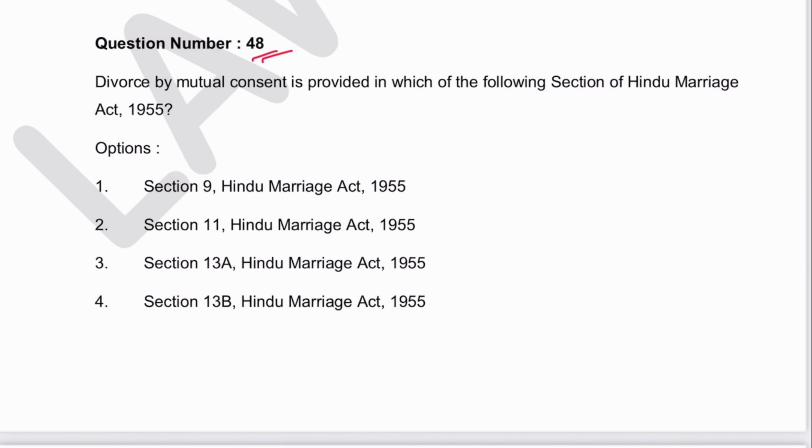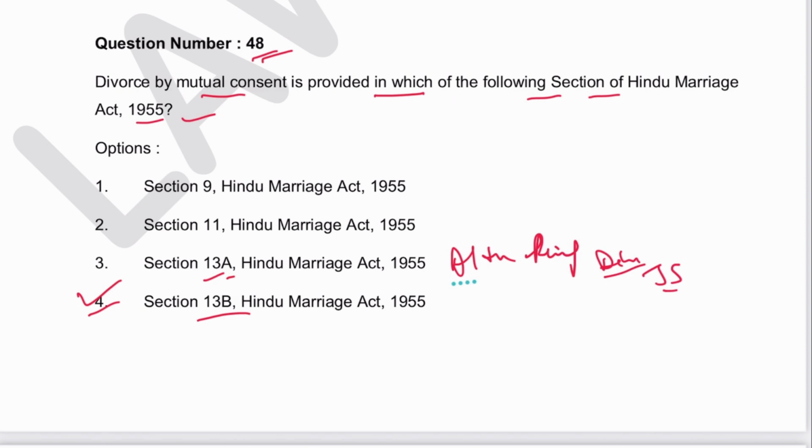Next is 48. Divorce by mutual consent is provided in which section of the Hindu Marriage Act? That is section 13B. Everybody knows. It is a very common question. So 4 is the answer. 13A is alternative relief. Means if you are going for a divorce decree, the court may pass judicial separation. Alright. Section 11 is void marriage. Section 9 is restitution of conjugal rights.